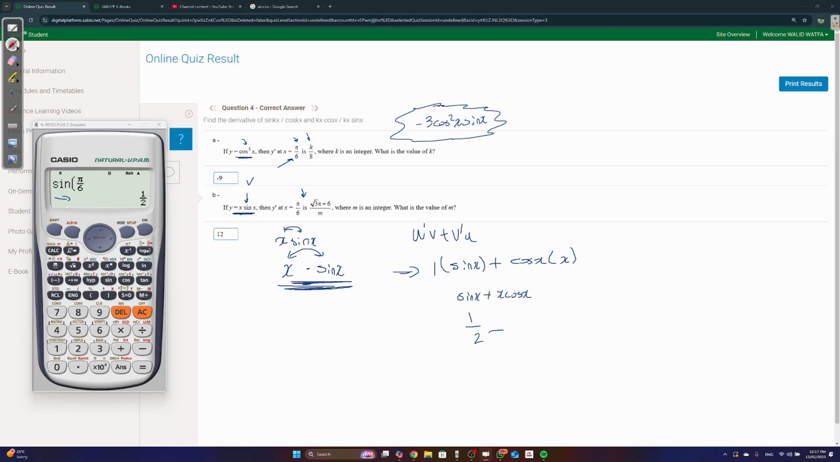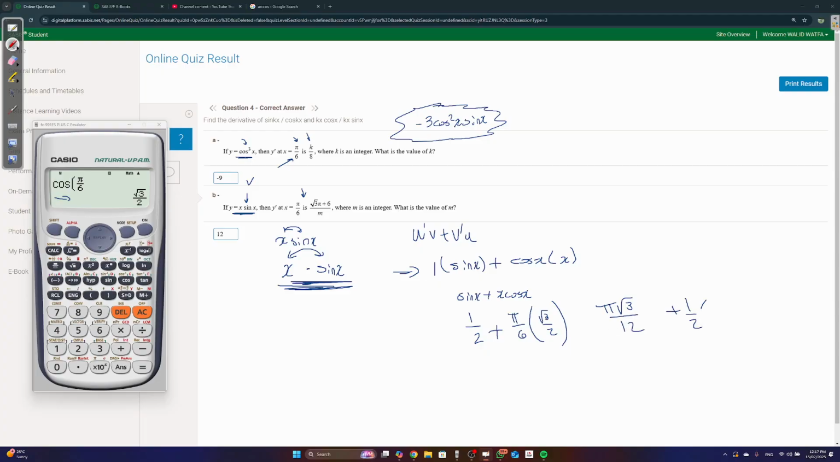So it's going to be 1 over 2 plus pi over 6 times cosine pi over 6. What's cosine pi over 6? I think it's root 3 over 2. It should be root 3 over 2. Yeah, root 3 over 2. So don't panic, it's calm. How do you multiply this? Root 3 times pi is pi root 3, and 6 times 2 is 12.